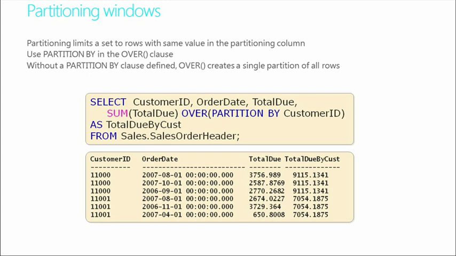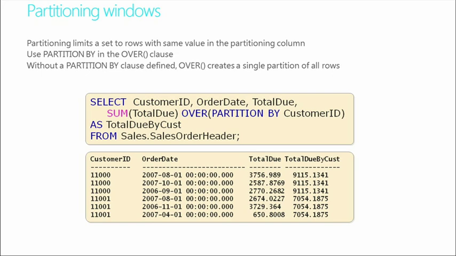So as you can see here, we have a SELECT customer ID, order date, and total due. We're going to do an aggregate function of SUM, the total due, to create a total due for that particular customer. Then we have the OVER PARTITION BY the customer ID. That's what we're going to create this content on as total due by customer. And we're going to grab this information from Sales.SalesOrderHeader.